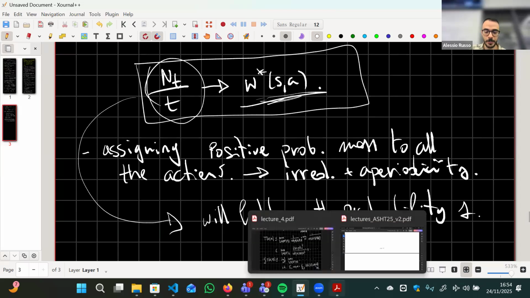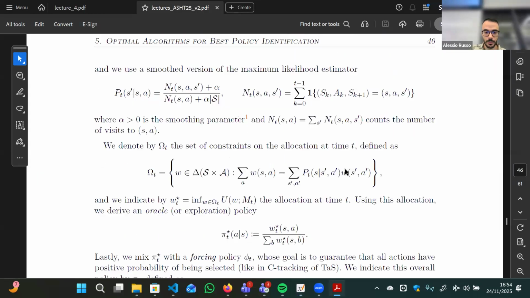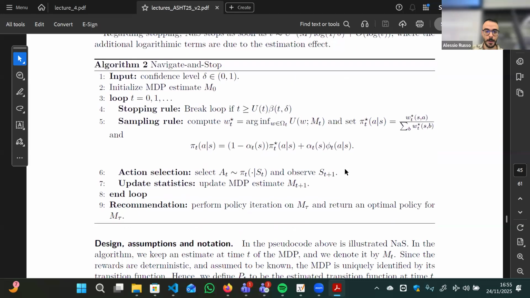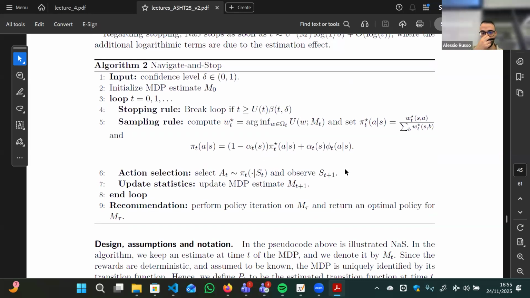So we can also look at the lecture notes for this. We can just look at this briefly and then we take a break. So the final algorithm is called navigate and stop. We are computing the WT star at every time step using the empirical MDP that we computed. And from this WT star, the stationary distribution for MT, we can compute the oracle policy for that MDP. Then we take this convex combination between pi t star and the forcing policy. We compute this new exploration policy.